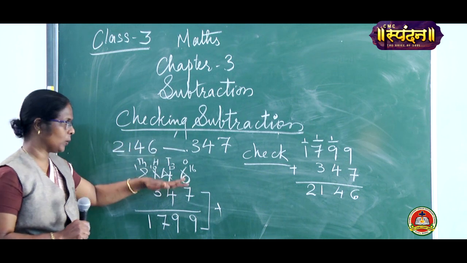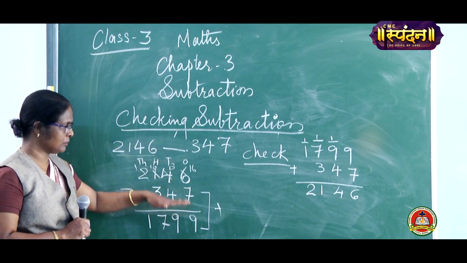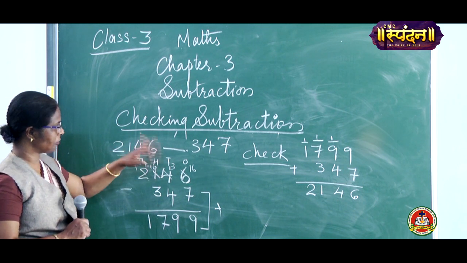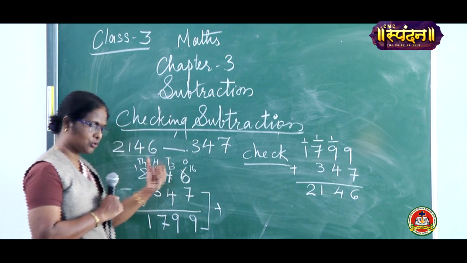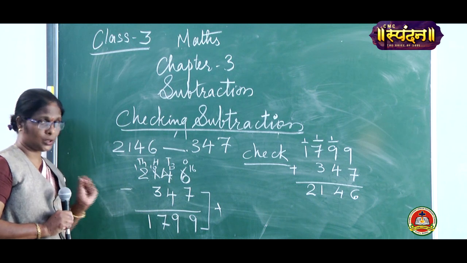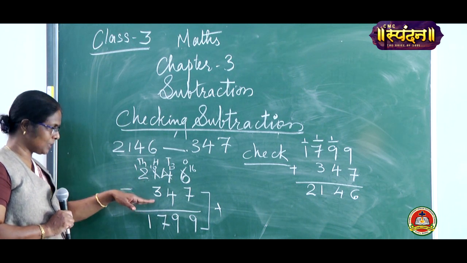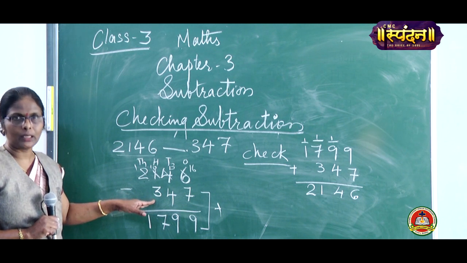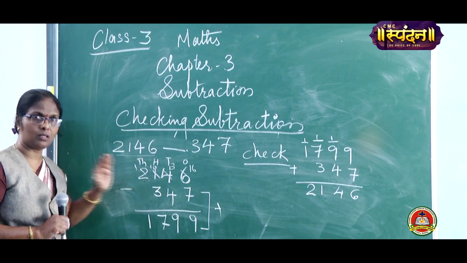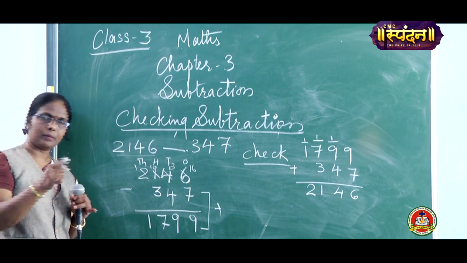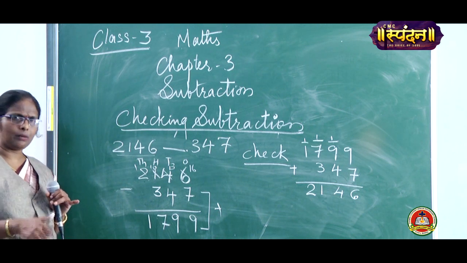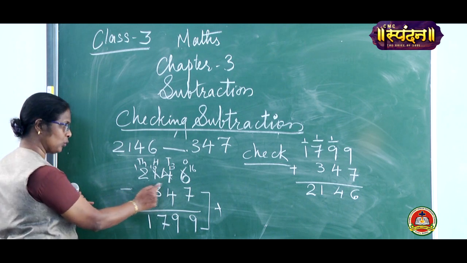Write the numbers column wise, make the place value chart and subtract. I have shown here 2146 minus 347. Make columns, write the numbers below the columns and then subtract. And please, if from a 4-digit number you are subtracting a 3-digit number, be very careful when writing the smaller number. Mostly the children start writing from this end. They write 3 here, 4 here and 7 here.